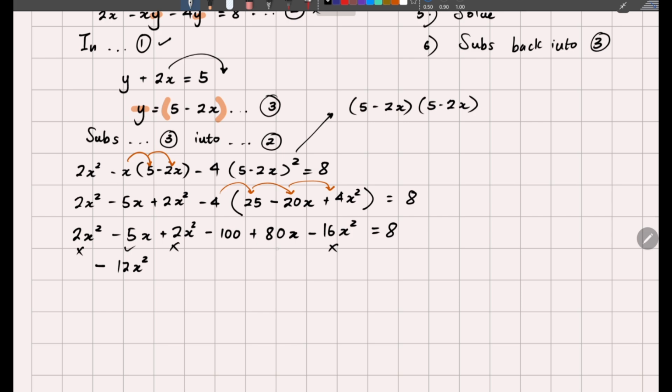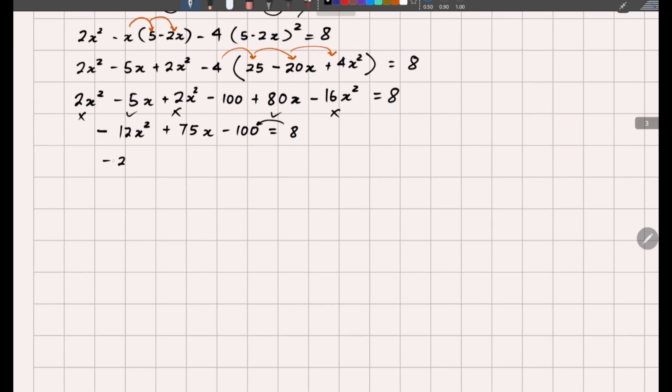Thereafter, I can see we're looking at these two only. And that means I'm left with minus 5 plus 80, which is plus 75x. And I'm left with minus 100 here, and that's equal to 8. So I can take the 8 over now, and I am left with minus 12x squared plus 75x minus 100 minus 8, and that's equal to 0.